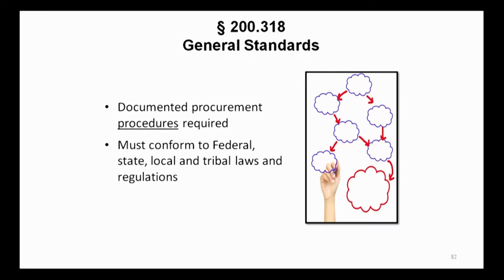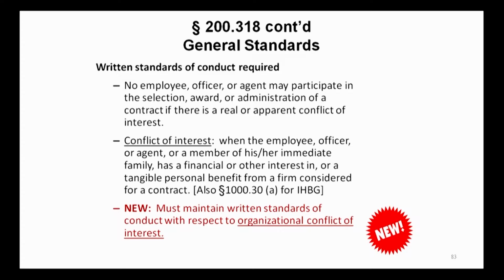Okay, so we start out with the general standards. Again, it's required to have documented procurement procedures, and those procedures must conform to federal and local laws. Also included in the general standards is the requirement for written standards of conduct. Well, what are the written standards of conduct?